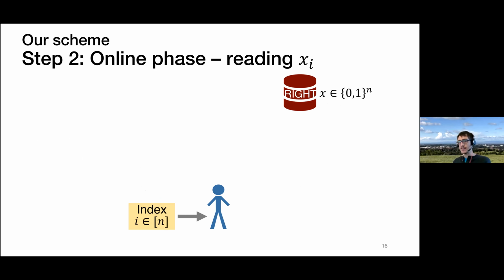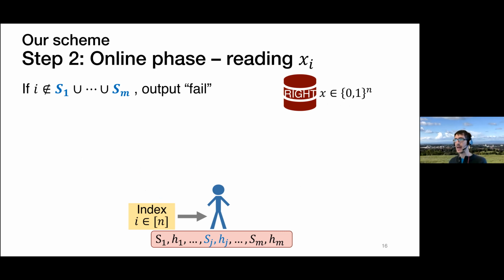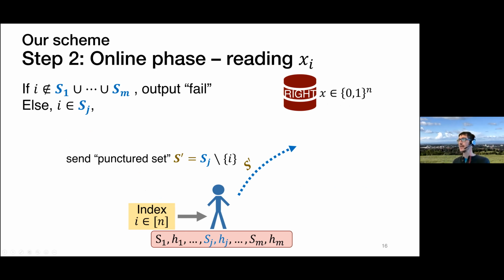Then in the online phase, when the client wants to read a particular index I from the database, the first thing it does is scan through its local collection of sets to look for a set that contains index I. If none of the sets contain this index, then the client aborts. Otherwise, it sends what we call a punctured set: it takes the set that contains I, removes index I, and sends the set of size square root n minus one to the right server. The right server computes the parity of this set and sends it back to the client.